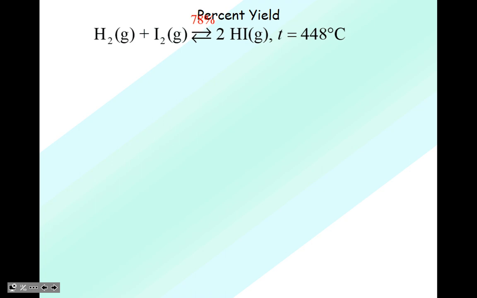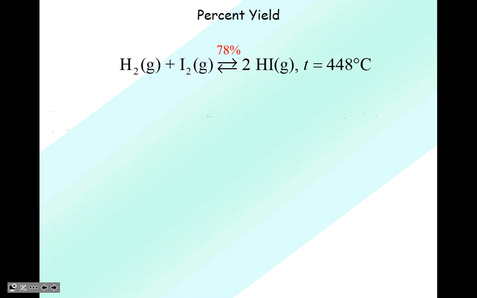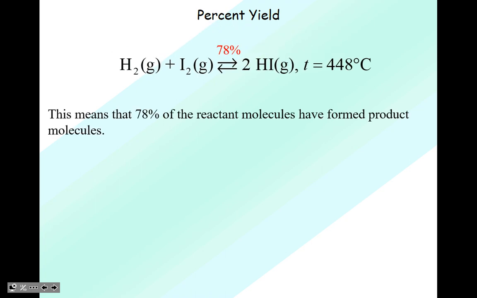So let's talk a little bit more about percent yield. 78% just tells you that if I'm reacting hydrogen and iodine, 78% of that is going to turn into hydrogen iodide, okay? But there's still some of the products shifting back to the reactants, just not that many. So this means that 78% of the reactant molecules have formed product molecules.